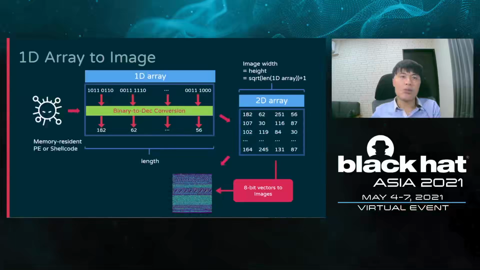Here we talk about how we convert a 1D array to an image. The malware is a 1D array. First, we convert the binary to decimal values, and compute the square root of the length of the 1D array as the 2D array's width and height. With this 2D array, we can convert it to a grayscale image like the image on the slide. So the size of the image is determined by the length of the malware.